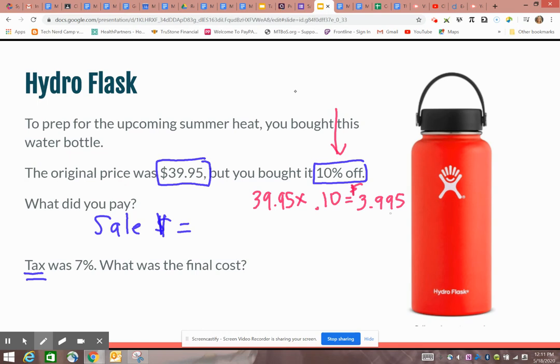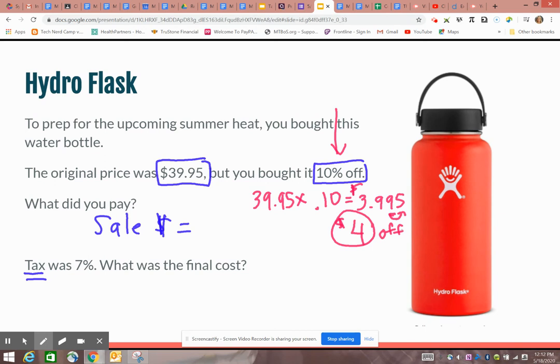Now that looks a little strange when we're talking about money. So remember, when we deal with money, we have to round to the nearest hundredth. Since the digit after the 9 is a 5, it's going to round it up to a 10, causing both the 9s to round up to 100, which is $4. So right now, I know that 10% off is a $4 discount. So that means it's $4 off of the original price.